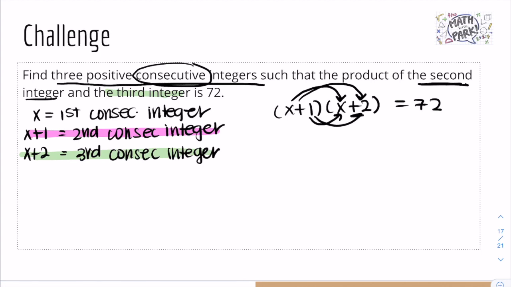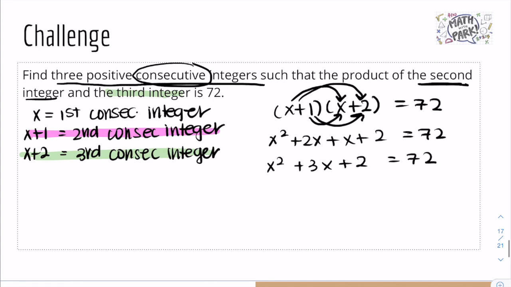Okay, so FOIL: x squared plus 2x plus x plus 2 equals 72. X squared plus 3x plus 2 equals 72. Subtract 72 equals 0. So we're going to figure out what times what is negative 70, but if you combine it, it's 3. And if you said 10 and negative 7, you are correct.